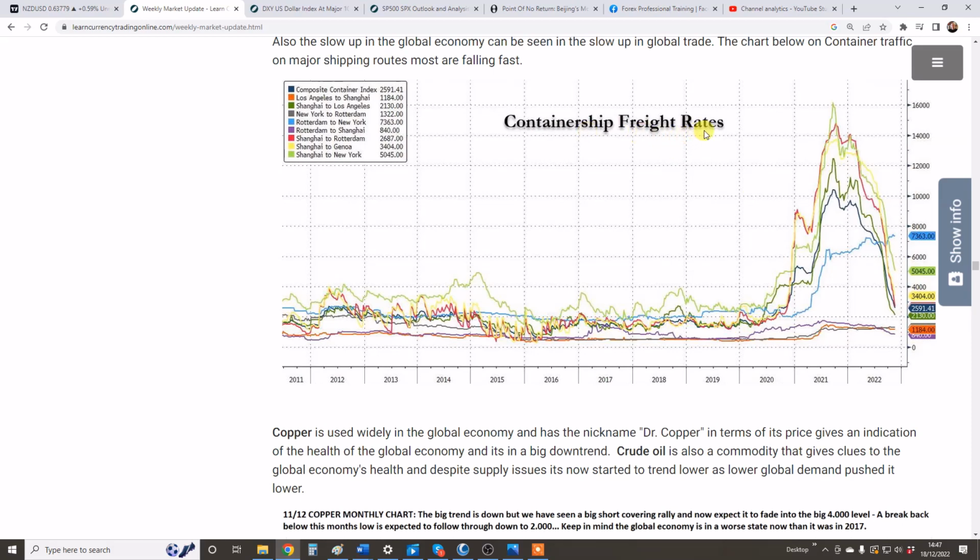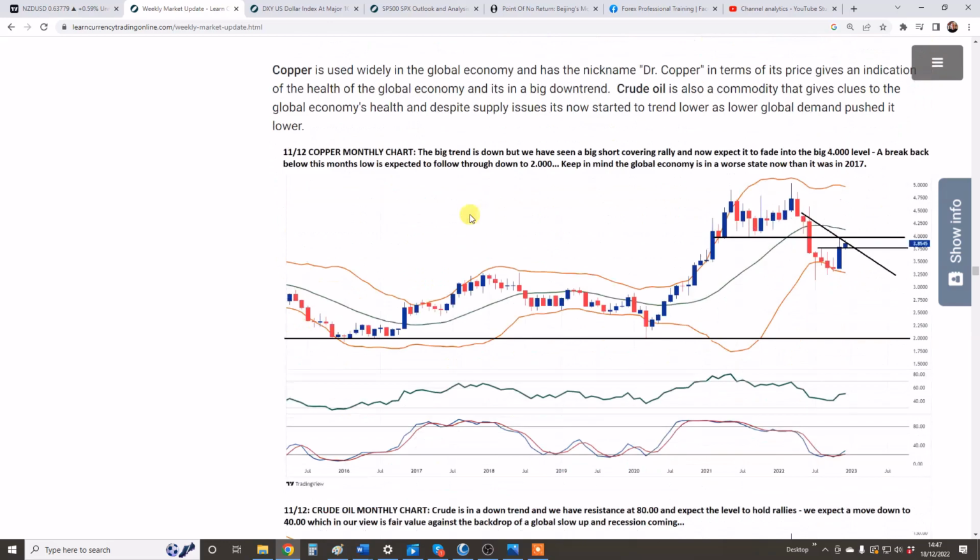Container ship freight rates. There's 3 major Chinese routes going south, down 80%. Shanghai, Rotterdam, Shanghai, Genoa, Shanghai, New York. Okay, dropping rates. Why? Because obviously they need to fill ships. Now, Chinese exports will continue to contract.